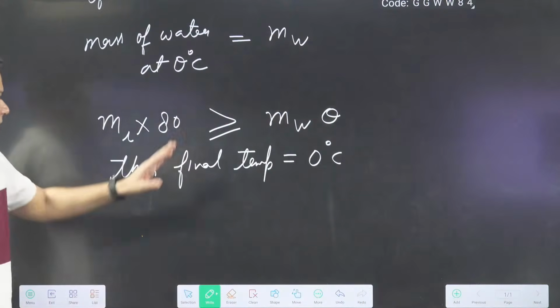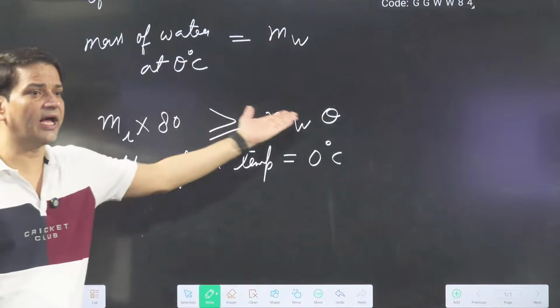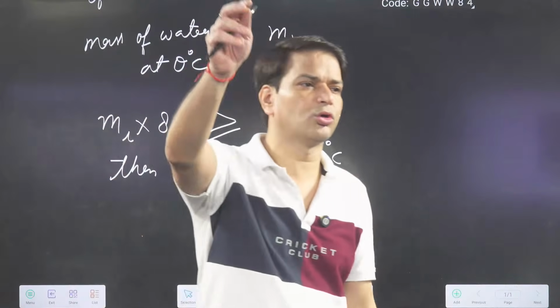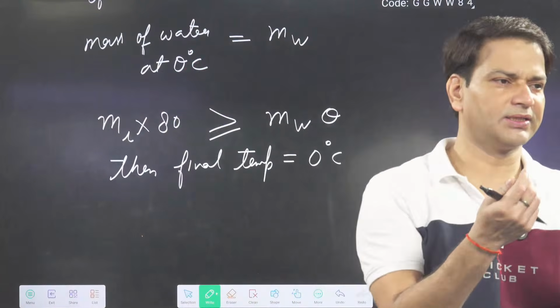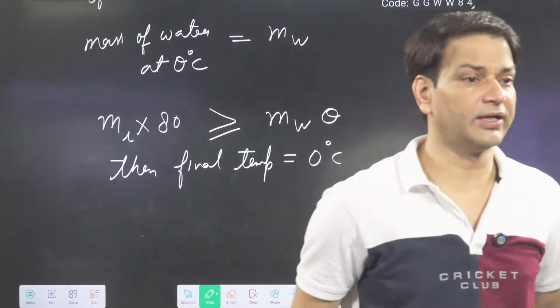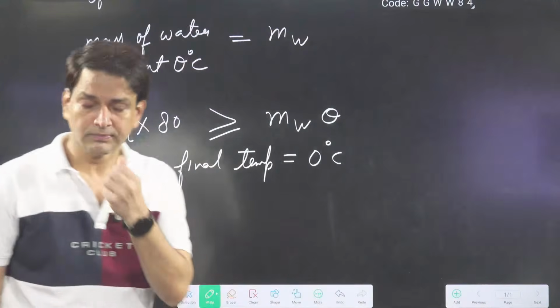Okay, if this product is coming less than MW theta, then you have to assume a common final temperature and solve accordingly, as I said in the class.